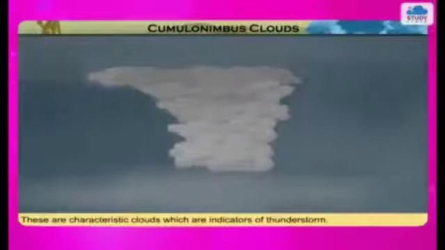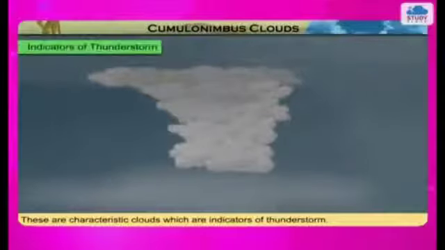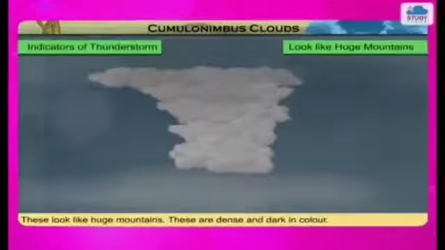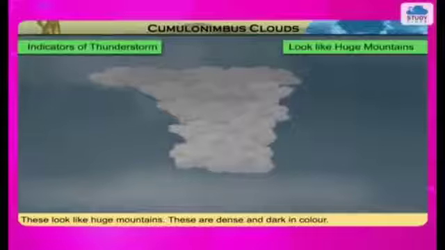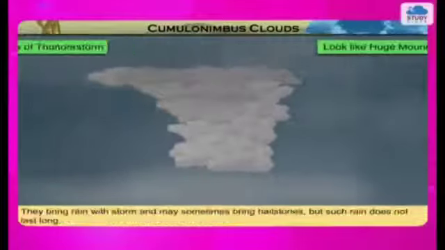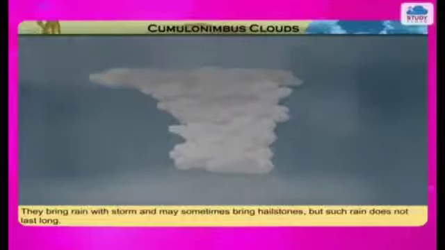Cumulonimbus clouds. These are characteristic clouds which are indicators of thunderstorm. They look like huge mountains. These are dense and dark in color. They bring rain with storm and may sometimes bring hailstones, but such rain does not last long. The largest of these clouds bring rainfall accompanied with lightning. The top portion of these clouds has an anvil-like shape.